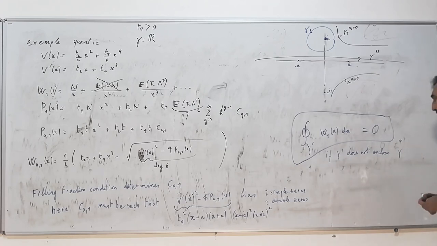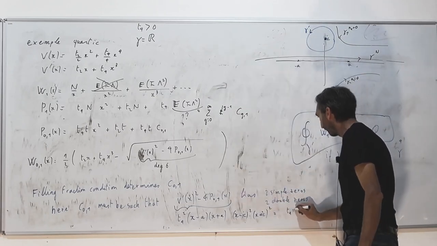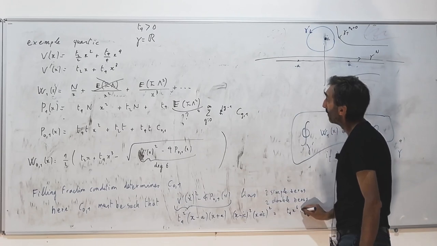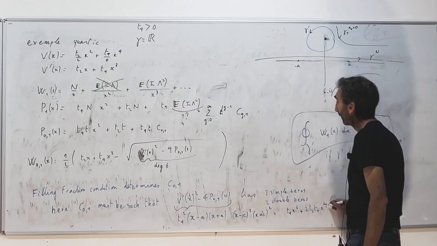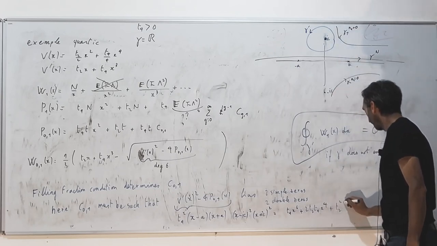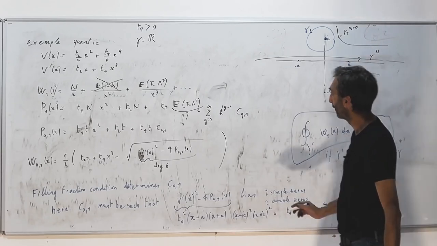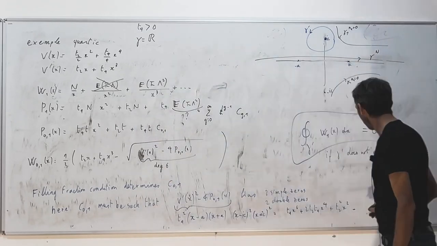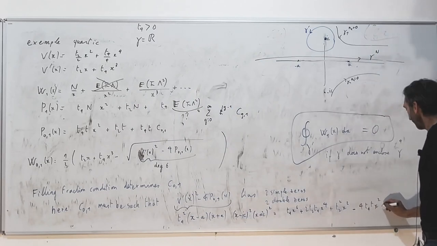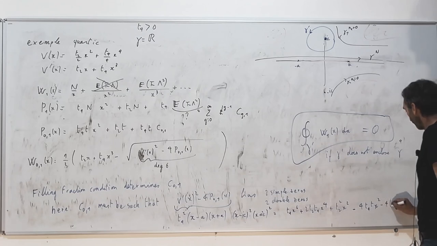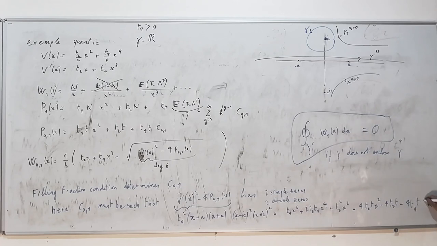And this must be equal to T4 x6 plus 2 T2 T4 x4 plus T2 square x square minus 4 T4 T x square minus 4 T2 T minus 4 T4 T C01.